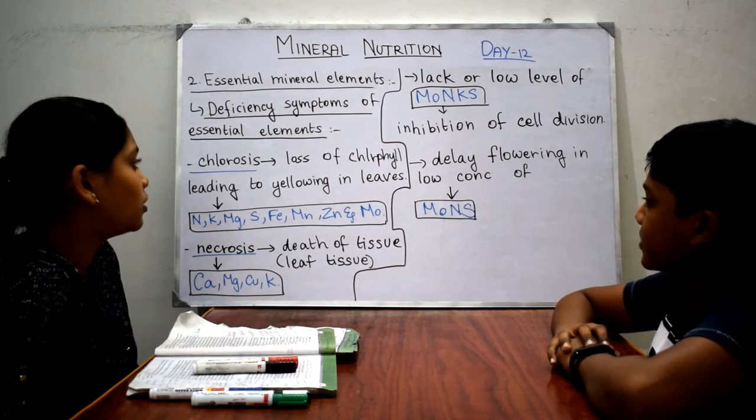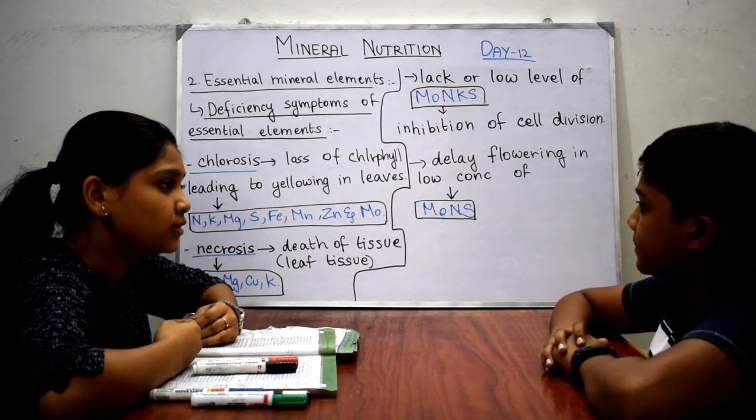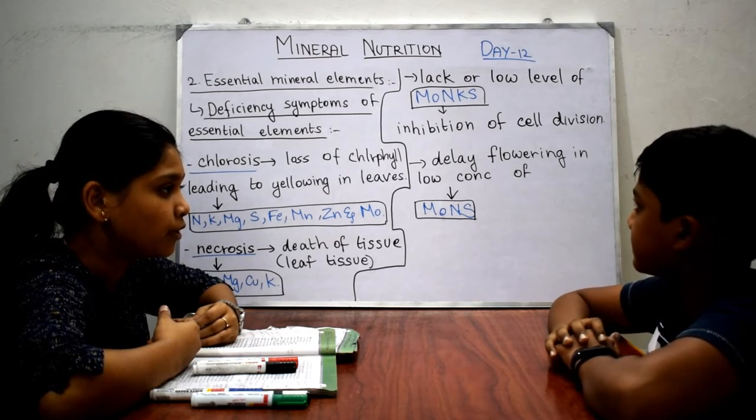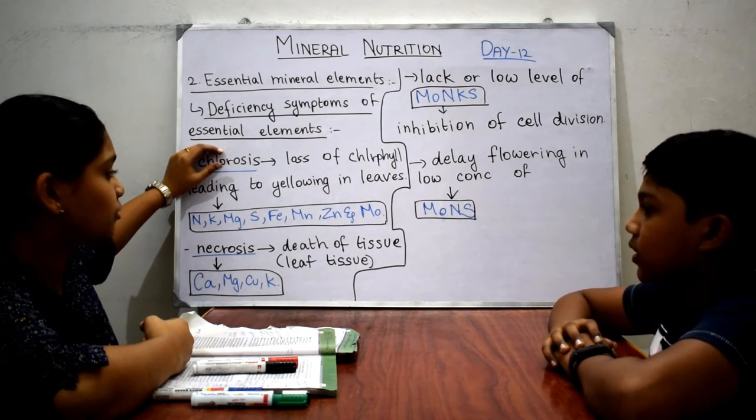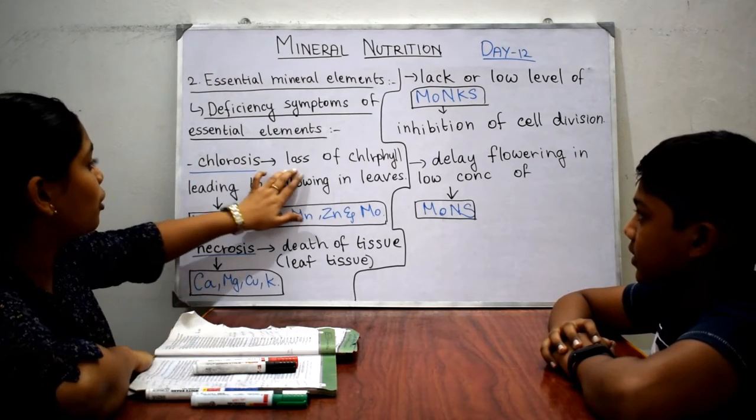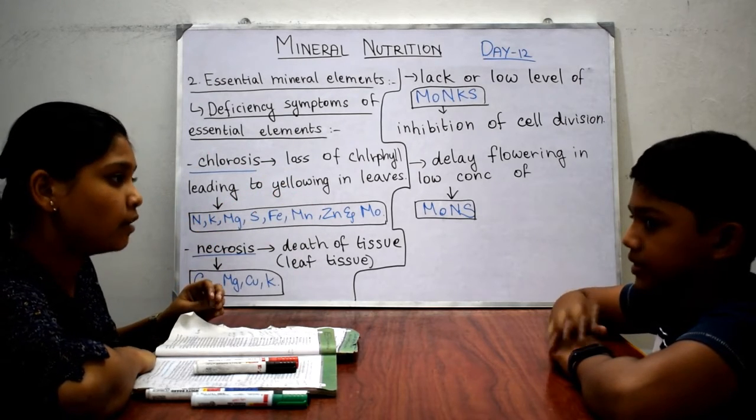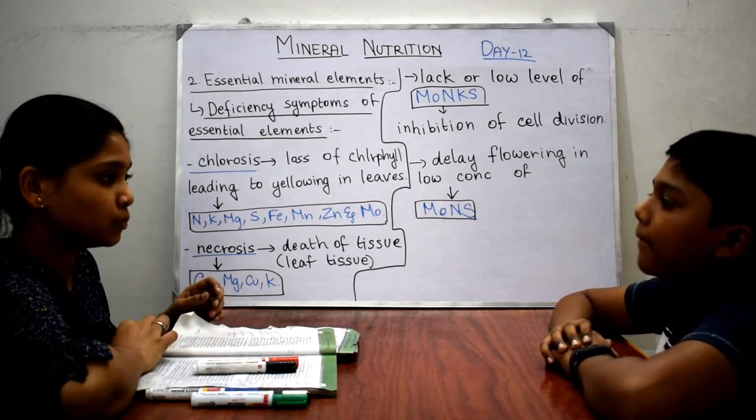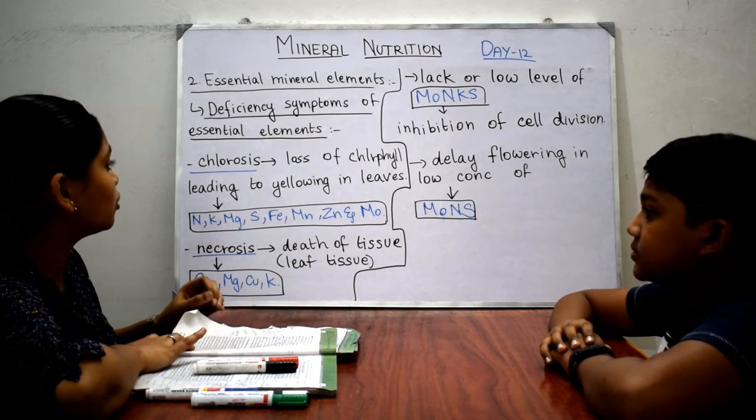Now we are going to see what the deficiency symptoms in plants are, and which deficient elements cause these symptoms. Here chlorosis is a kind of deficiency in plants. Chlorosis occurs due to loss of chlorophyll, leading to yellowing of leaves. Chlorophyll is the main pigment which gives green color to plants, so chlorosis is a deficiency symptom which arises due to loss of chlorophyll.